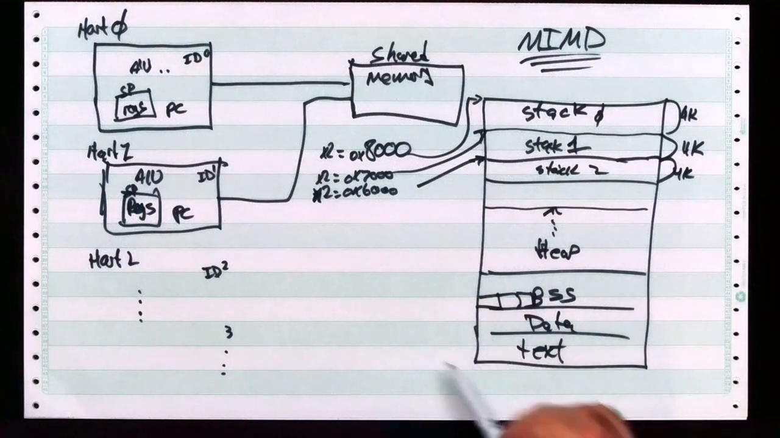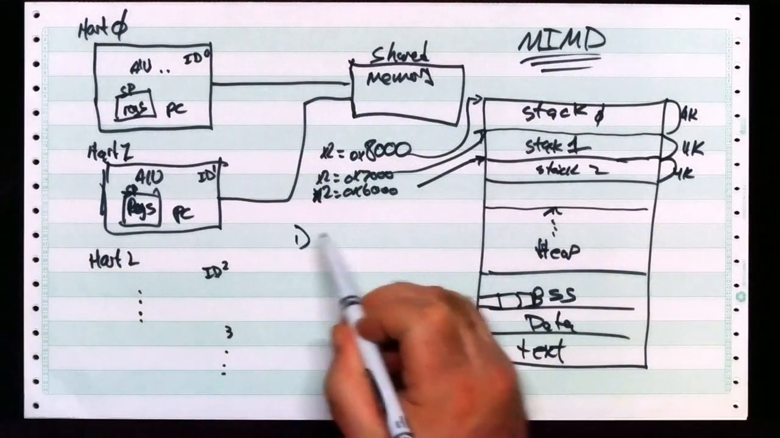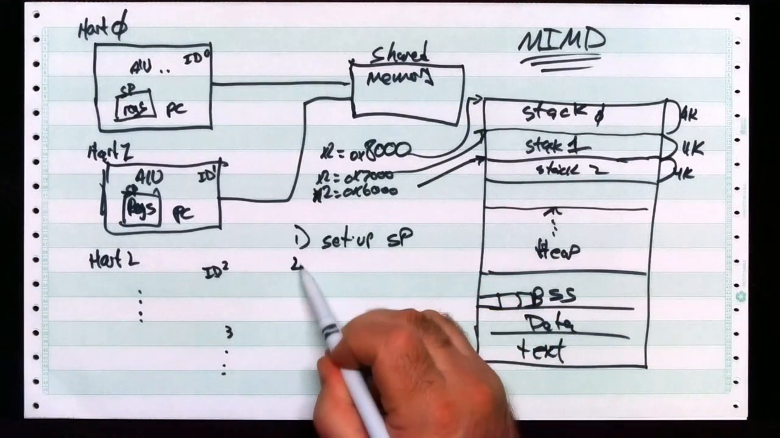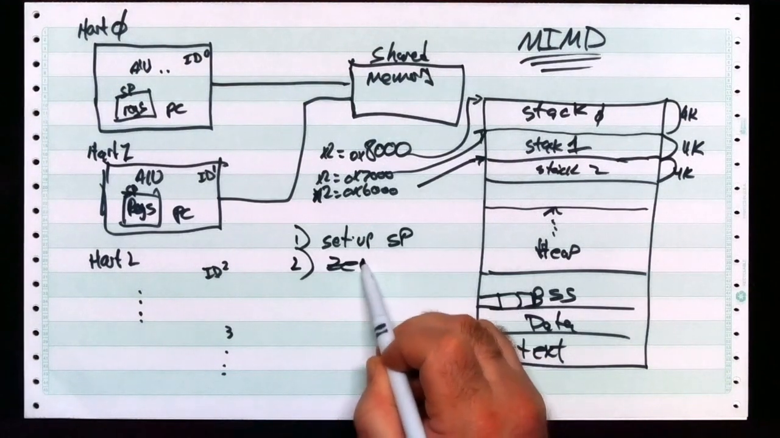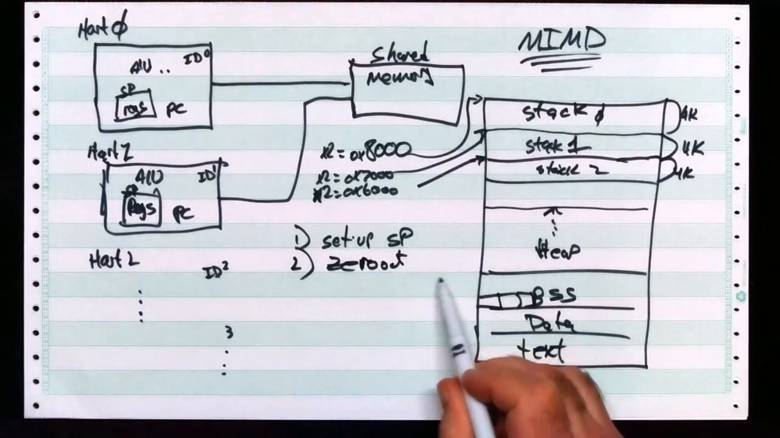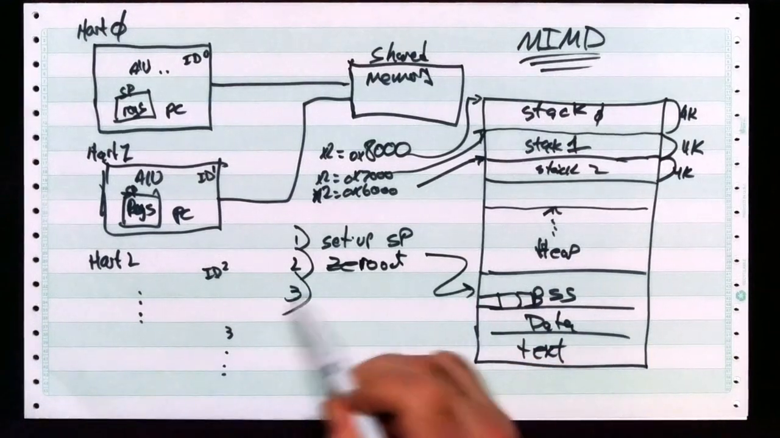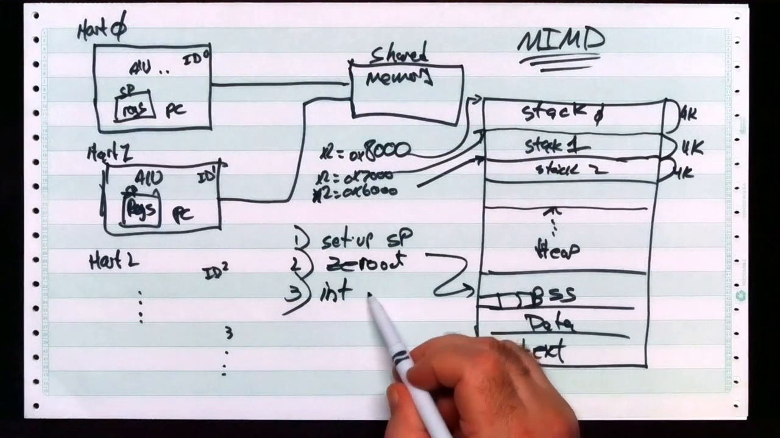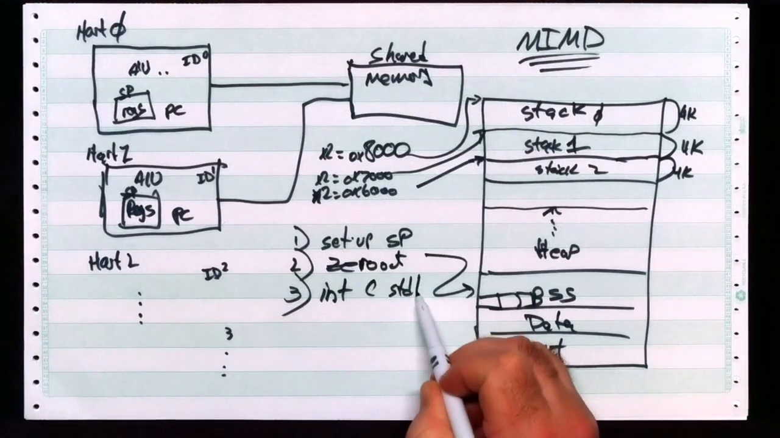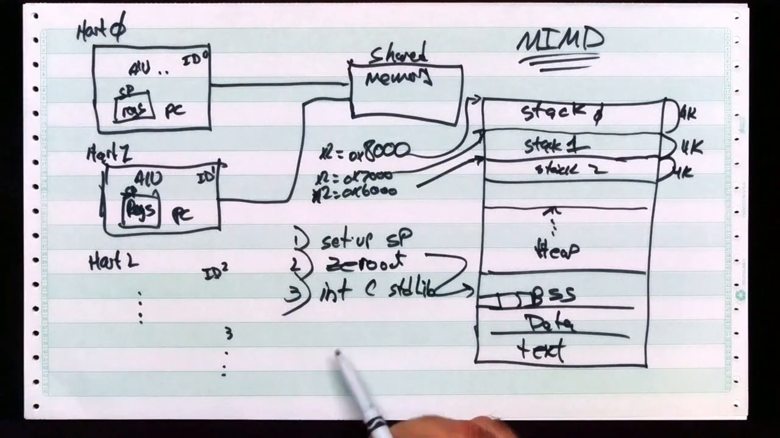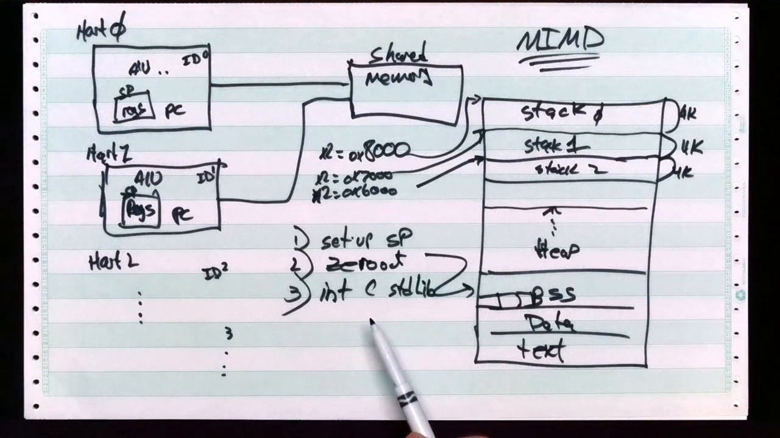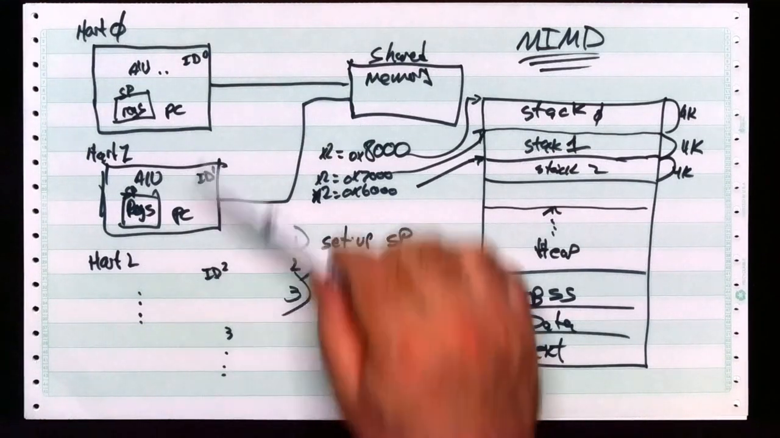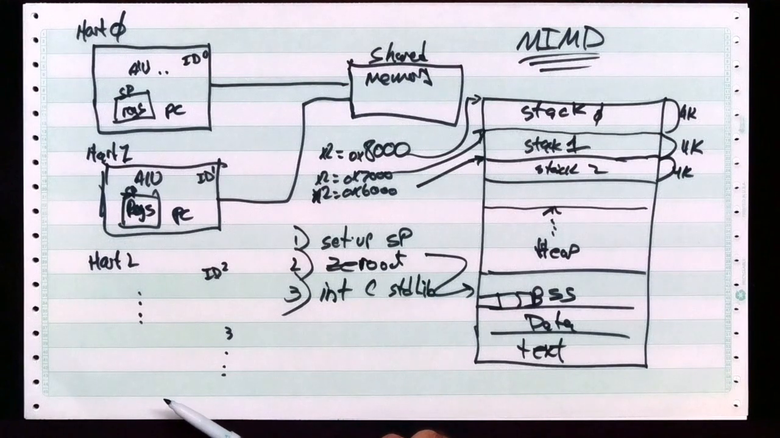We have to initialize, let's make a list here. One, we have to set up the stack pointers, right? Two, we have to zero out the BSS, all right? Three, somebody has to initialize the C standard library. Remember that initialize array function that has to get called? Well, you have to ask yourself, is it okay to call that 100 times if I have 100 harts? Well, the answer is probably no.